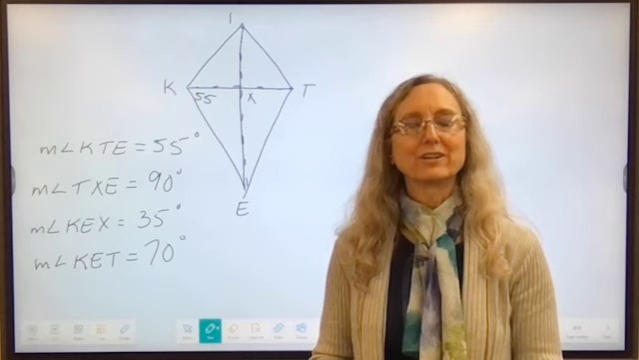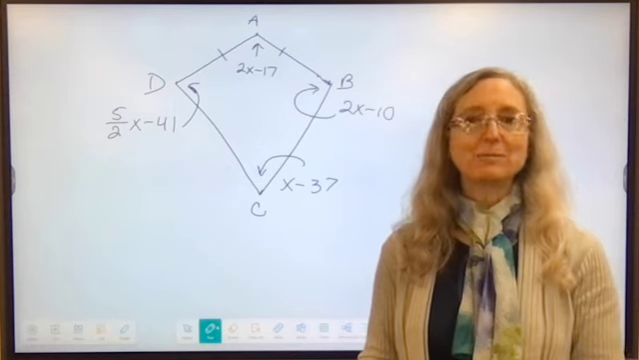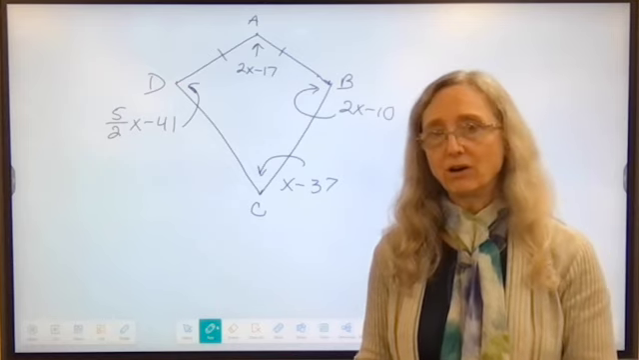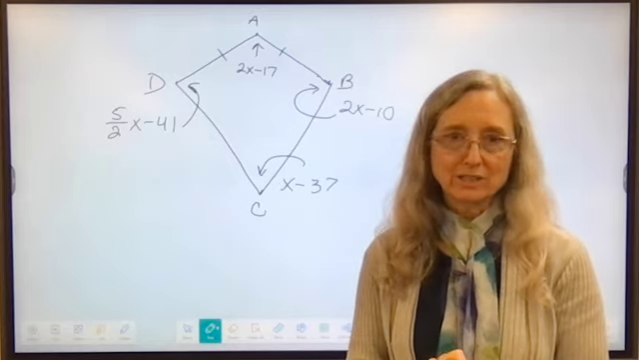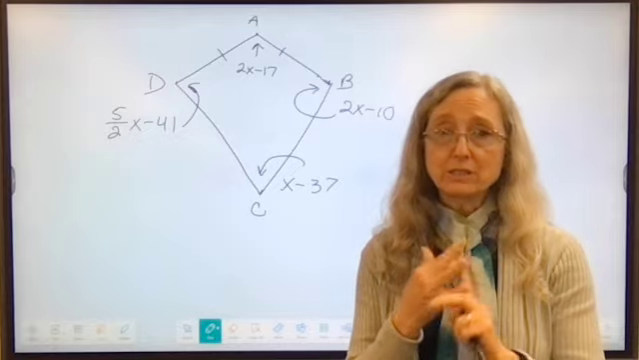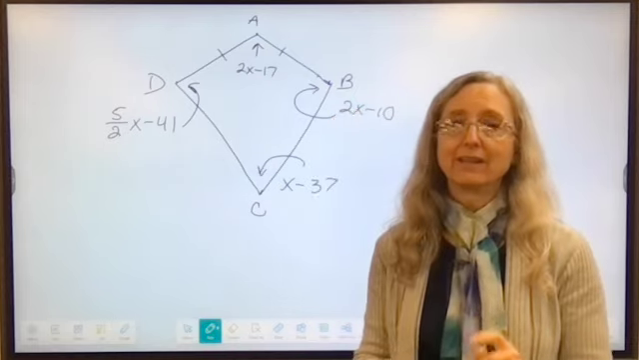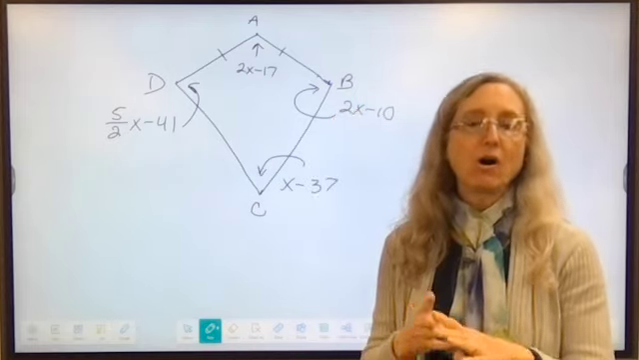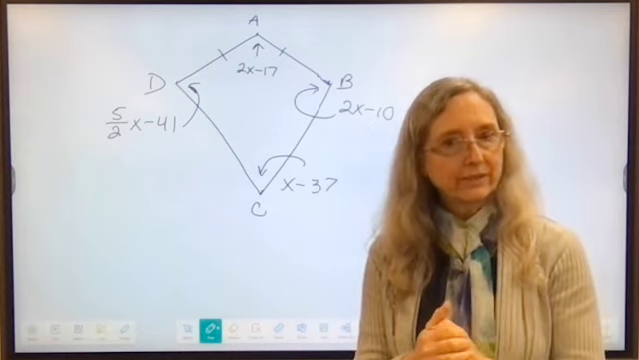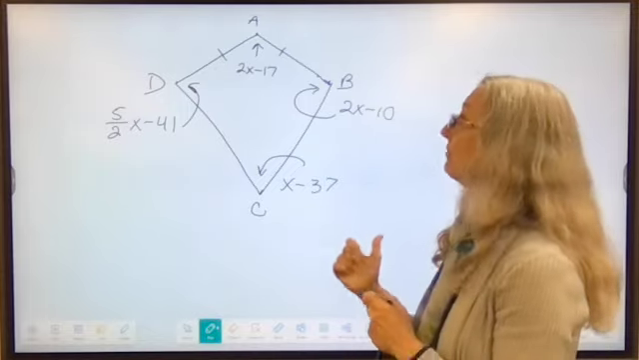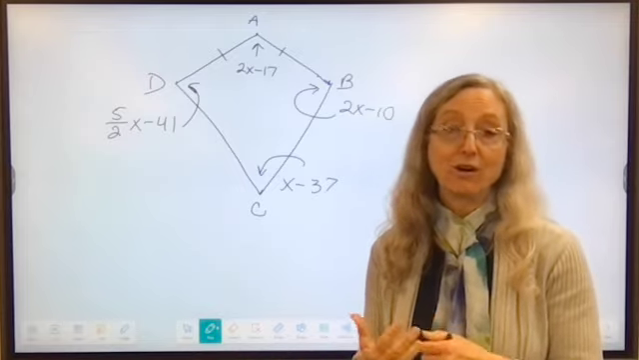Let's look at one other problem with kites. Okay, here's kite ABCD, and my task is to find the measure of all four angles, and they are all expressions. So how would I do this? Use two pieces of information. First of all, angle D and angle B are congruent. Also, all four angles add up to 360. Either one of those methods will work to solve for x. And once you know what x is, then you can plug it in and find all four angles.